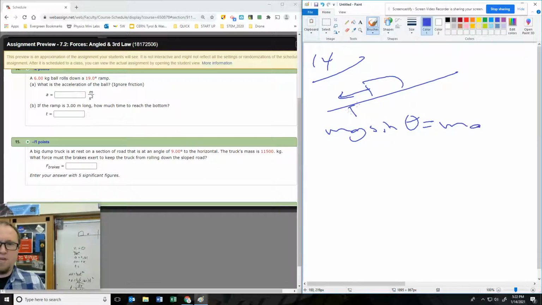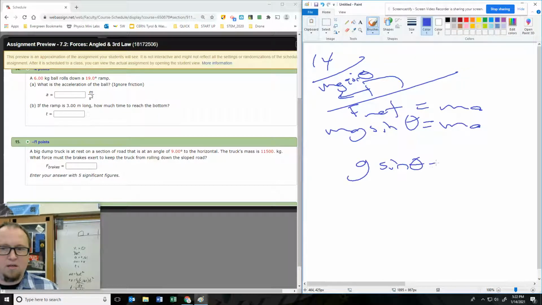The idea is F net equals ma. If the only thing down the ramp is mg sine of theta, that is your F net. The m's cancel, so g sine theta equals acceleration. If it is 19 degrees, it's 9.8 sine of 19 degrees. That's my acceleration. The ramp's 3 meters long. How much time does it take to reach the bottom?